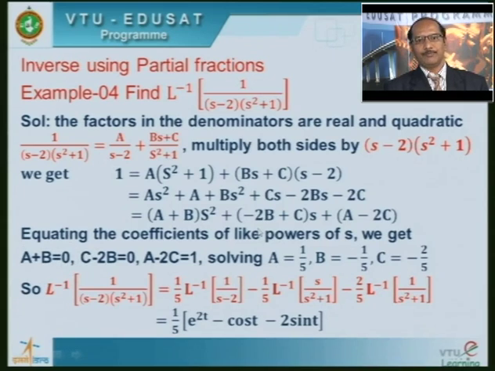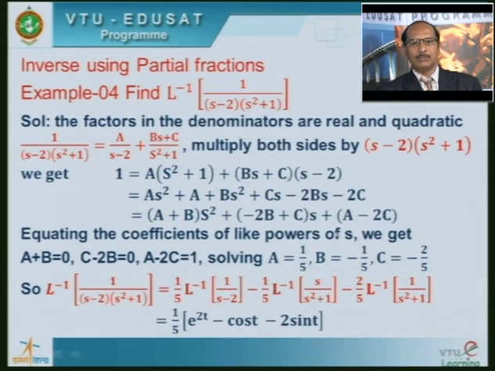Similarly, comparing the coefficients of s on both sides, again the s term is absent here. So, 0 is equal to minus 2b plus c, that is c minus 2b equal to 0. Now, there is a constant term on the left hand side, that is 1.